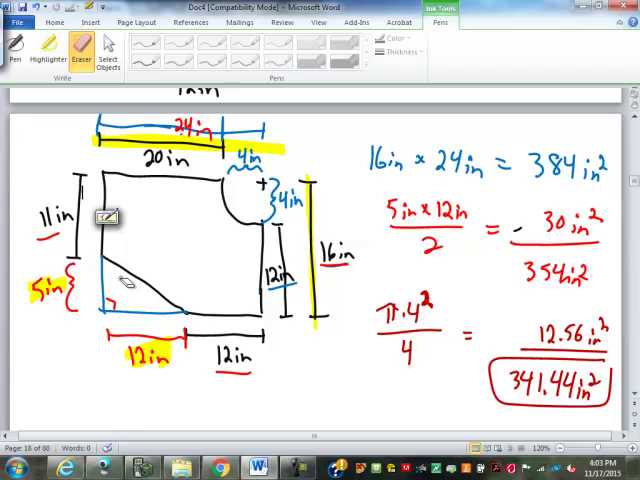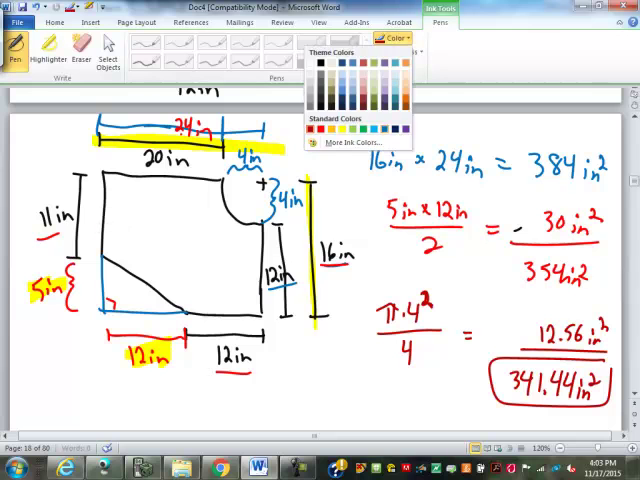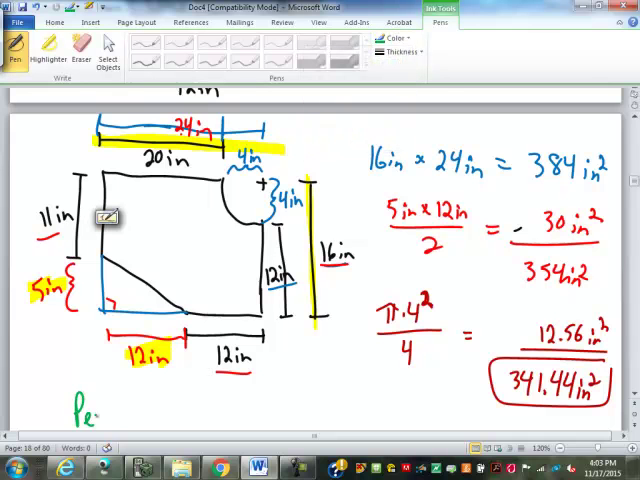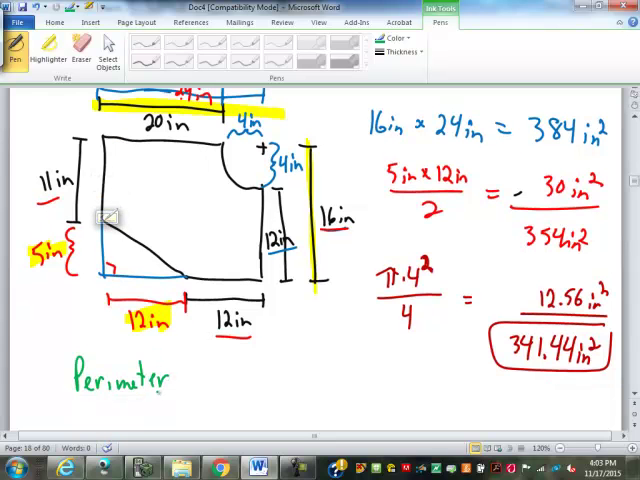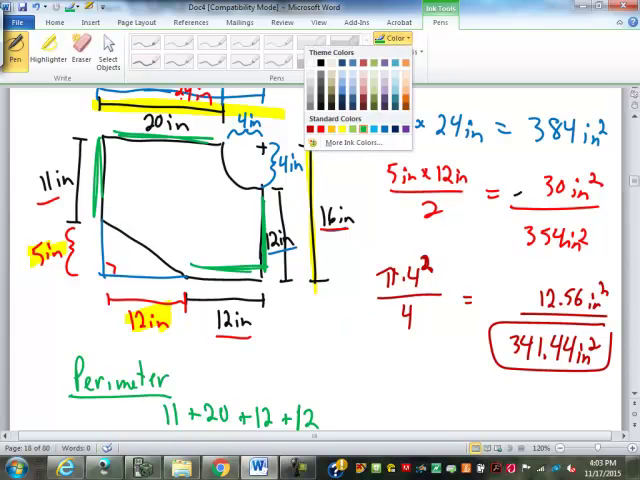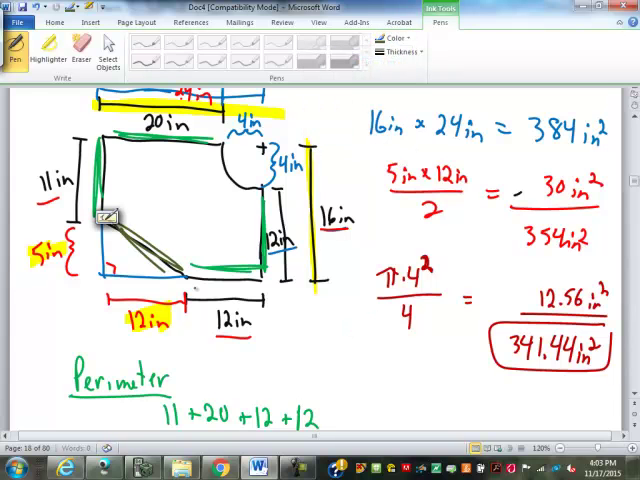What if I were to ask you to find the perimeter of this? Perimeter is the distance around. So I've got 11, 20, 12, and 12, right? So I'm going to add up 11 plus 20 plus 12 plus 12. Now I have to find... Wait a minute, you've got that, and then you still have circle stuff. I've got to get the half circle yet. I haven't done anything with the half circle yet.